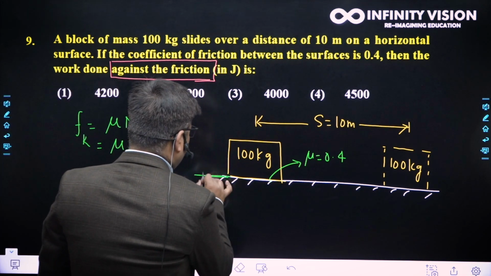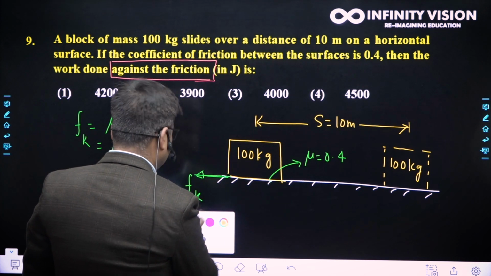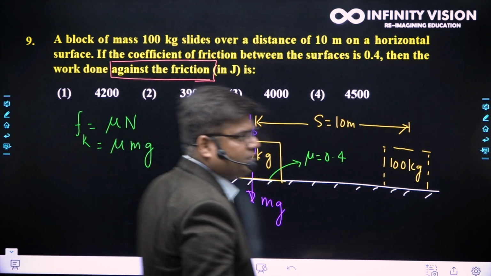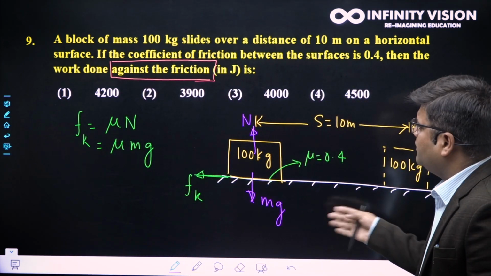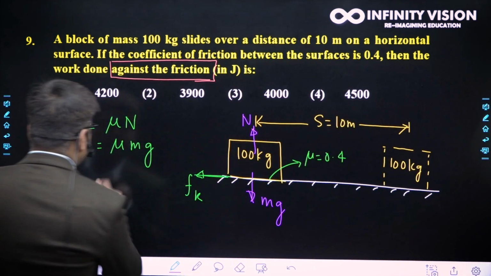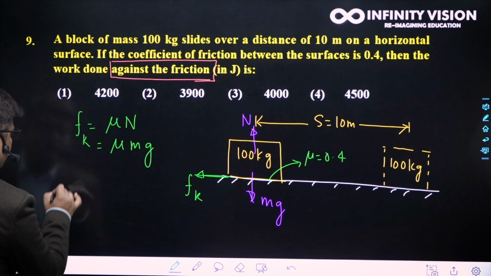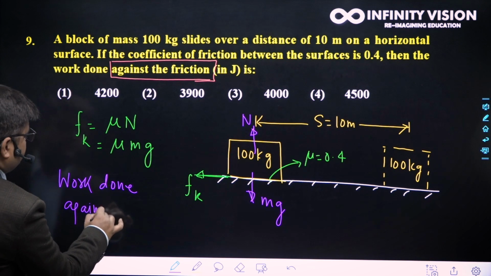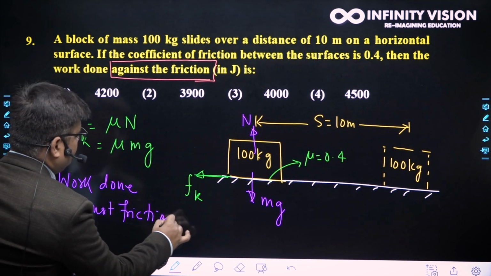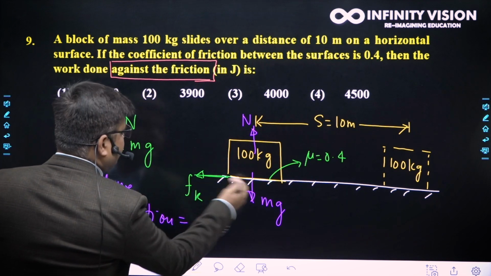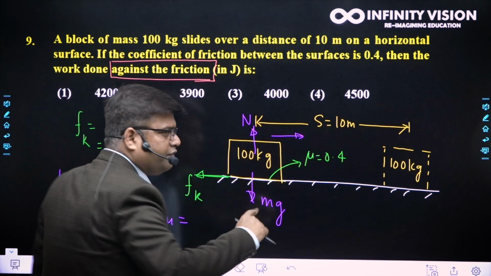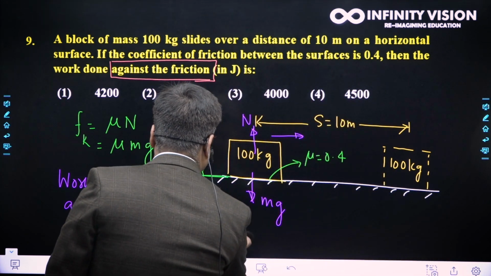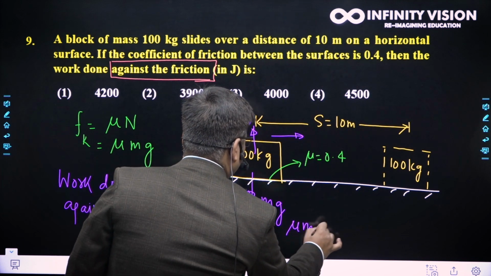So the kinetic friction will act in this direction, and this will be the normal force and this will be the weight force. Normal and weight will be balancing each other at every instant, because the block is moving on a horizontal surface. So this is the simple friction force expression. Now the work done against friction force: friction force is acting leftward and the block is moving rightward, so work of friction is negative. If we go against the friction, the work will be positive. So it will be simply plus Fk into S, that is mu mg S.